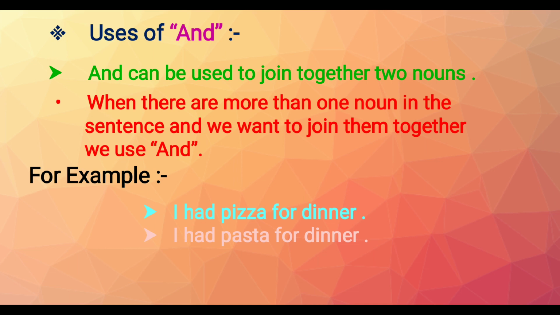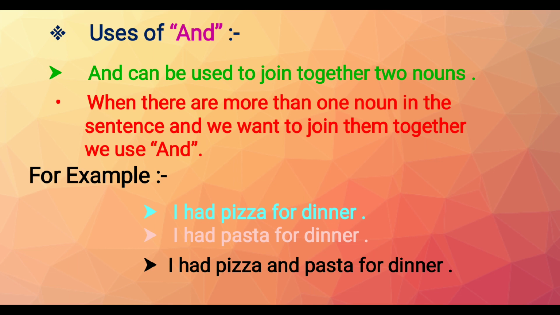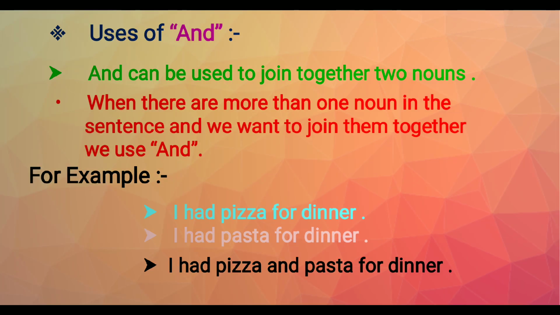And what are the different nouns? Pizza, pasta. So what can we do? First of all, write I had, then we use the nouns pizza and pasta, and then we write the rest of the sentence, for dinner. I had pizza and pasta for dinner. So this is the way we use and when two nouns are in the sentences and we want to join them. Understand? Let's move on.